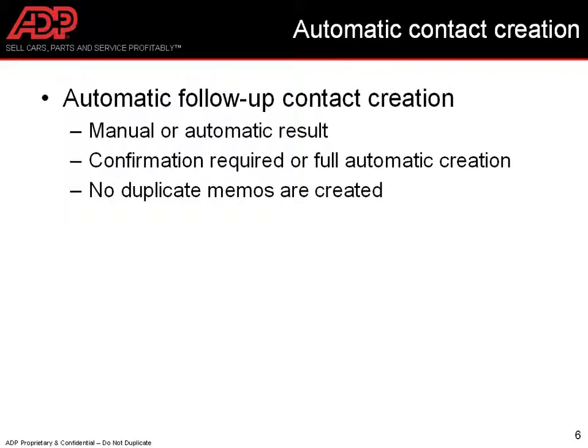According to the result entered for an open contact, an open memo can be created. Again, there are some rules that you need to keep in mind. This result may have been entered manually or generated automatically. The creation can be fully automatic or confirmation by the user may be required. And no duplicate memos are created, which means that when an open memo is found for the same field on the same date, no additional memo will be created. When a memo is found for the same field on another date, the original memo will be moved.